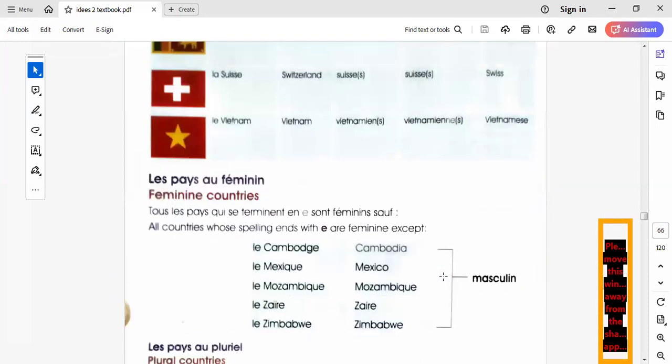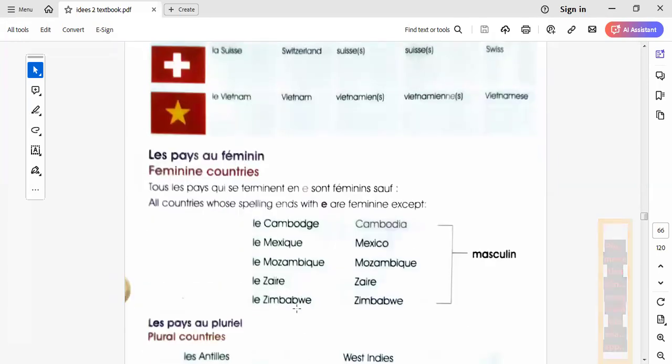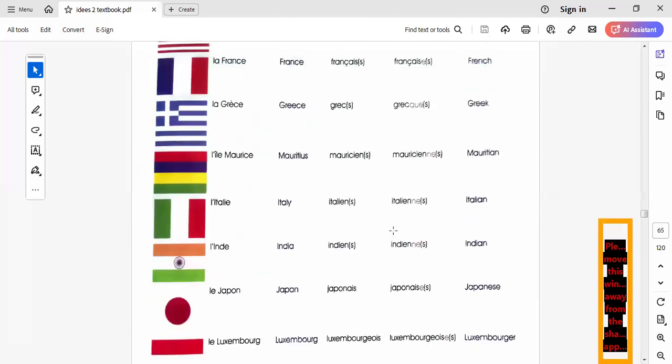Now, the thing that you have to keep in mind is les pays au féminin. Generally, all the countries that end with E are feminine, except these. These countries should be kept in mind. They end with E, but they are masculine. First is Le Cambodge, Le Mexique, Le Mozambique, Le Zaïre, and Le Zimbabwe. So two begin with M, two begin with Z, and one begins with C. And all are ending with E. Otherwise, all the countries that end with E are feminine.